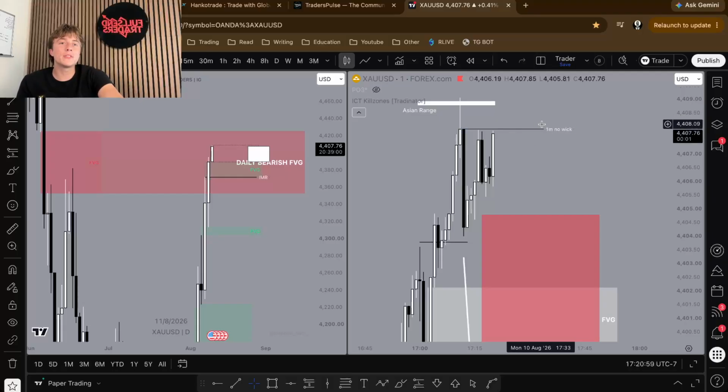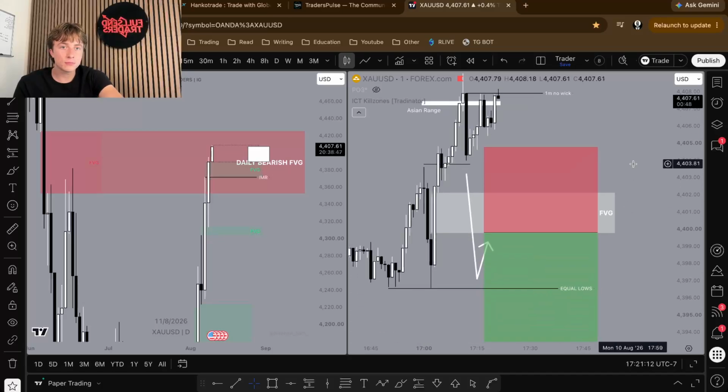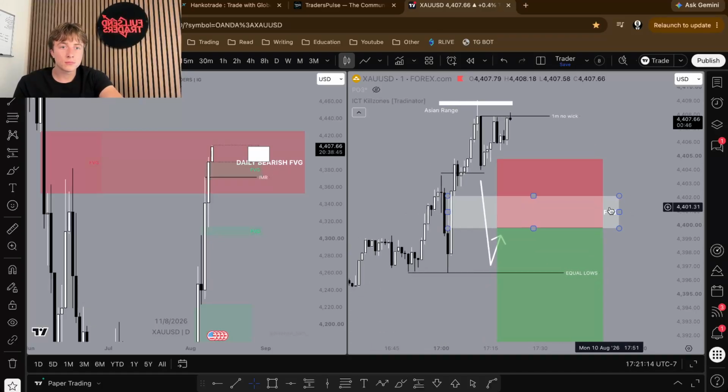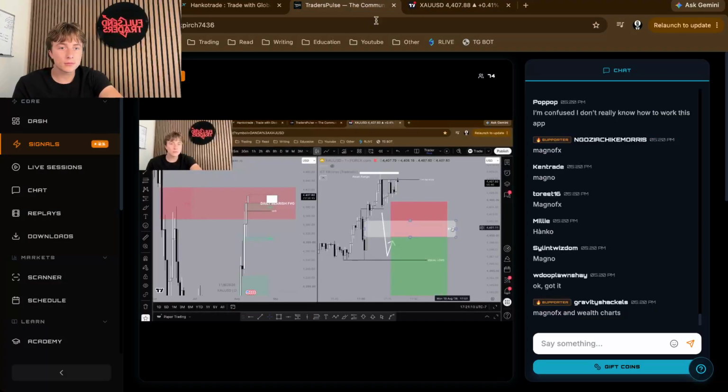So we came back up to take out this no wick. Hopefully after we take this out, we actually start churning back around. So we just took out this area. So now I'm going to wait for price to drop down and give us this entry for sells. We got equal lows down here. It's looking really good. I would love to see this setup actually play out.